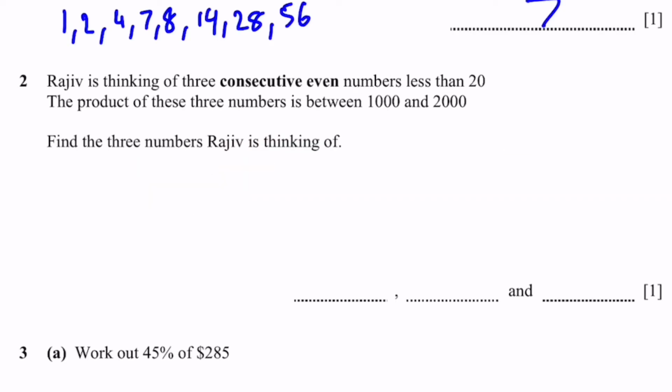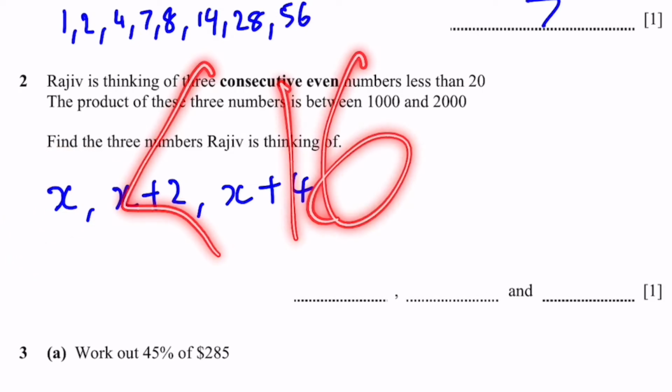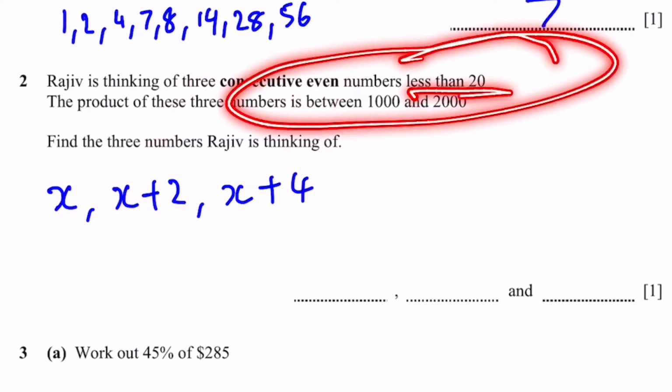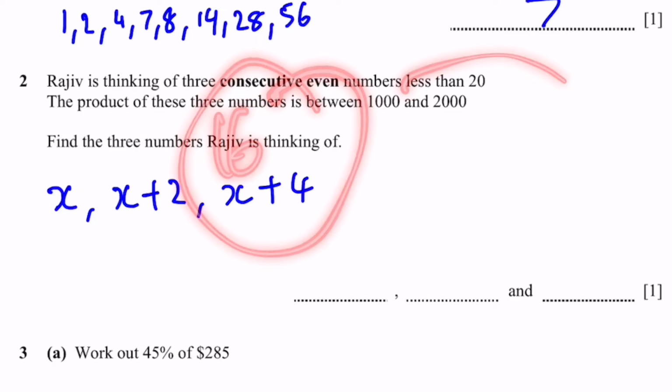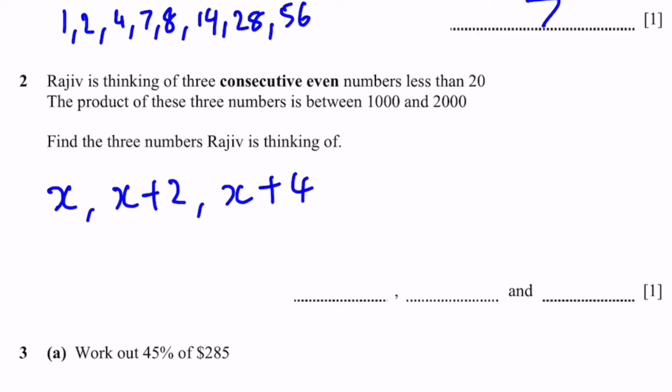Question 2. Rajiv is thinking of 3 consecutive even numbers less than 20. The product of these numbers is between 1000 and 2000. Find the 3 numbers Rajiv is thinking of. So we can take the first one to be x, the second to be x plus 2, and the third to be x plus 4. This x can only be an even number, and it should be less than 16, because if it's 16, then 16 plus 4 will be 20, and that's not allowed. Less than 20. The product is between 1000 and 2000.